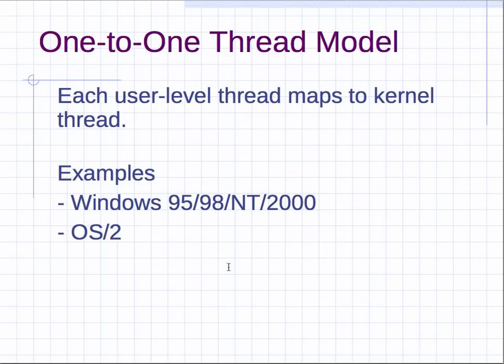Okay, now let's take a look at a couple of thread models. We will be using one-to-one thread models, and the other models that we will talk about are not things that we will use, but you might want to have a rough idea of what they are. So in a one-to-one thread model, each user level thread maps to a kernel thread.